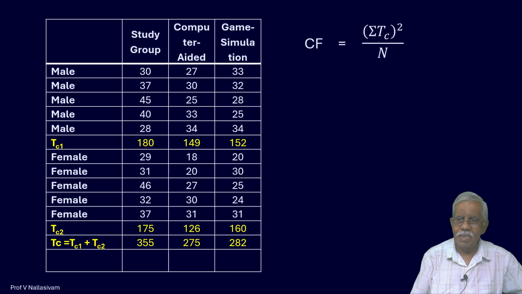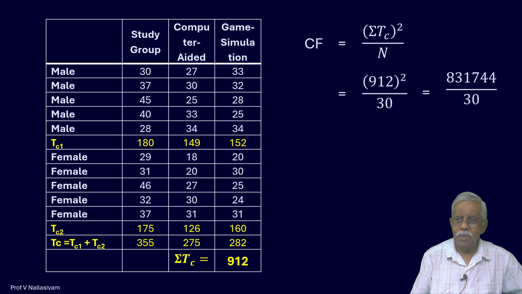They are 180 plus 175, 355, 149 plus 126, 275, 152 plus 130, 282. Find the grand total, that is sigma Tc. It is 355 plus 275 plus 282, 912. We have sigma Tc, it is 912. Substitute the values in the formula. 912 squared by 30. Simplify.